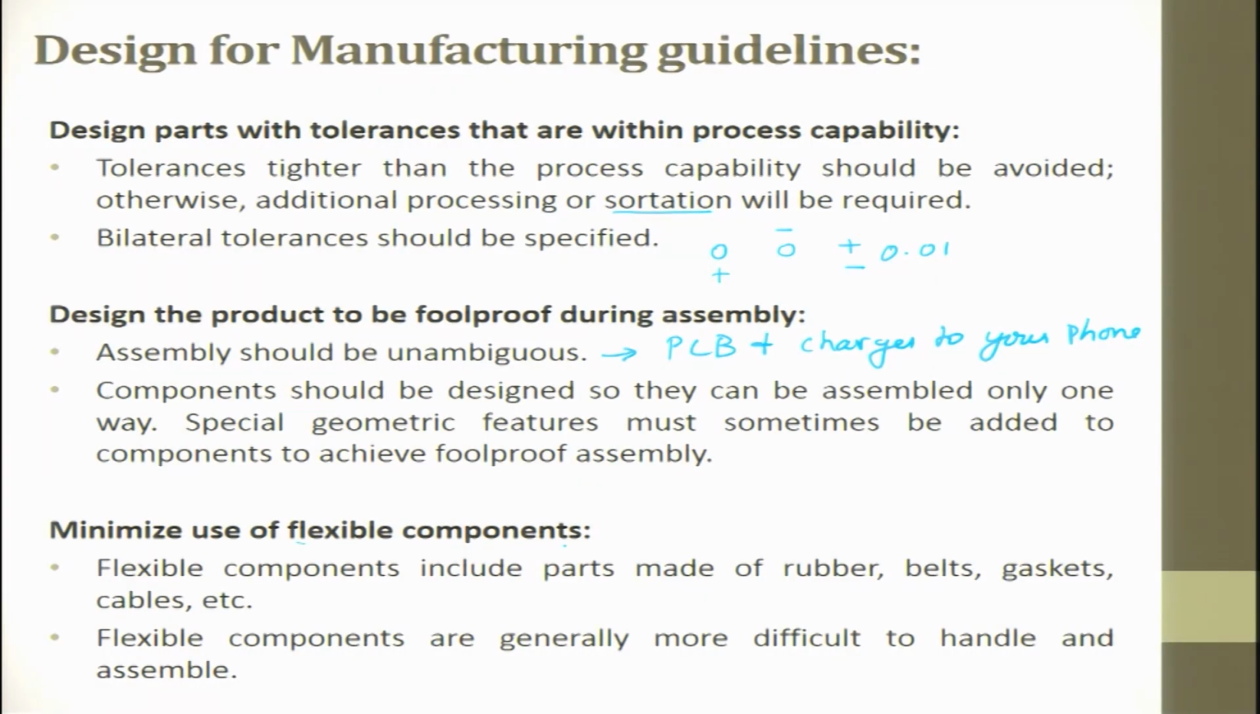Minimizing the use of flexible components. Flexible components include parts made of rubber, belts, gaskets. So, this has to be reduced because this gives you a lot of flexibility and rigidity will not be there. Flexible components are generally more difficult to handle and assemble, because if you want to automate a process, holding these rubber belts and gaskets and taking them for assembly becomes very difficult if the stiffness is not high. So, if you think of automation, try to have a part which is rigid and has some stiffness to it.